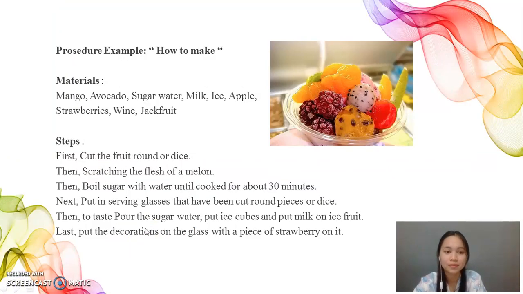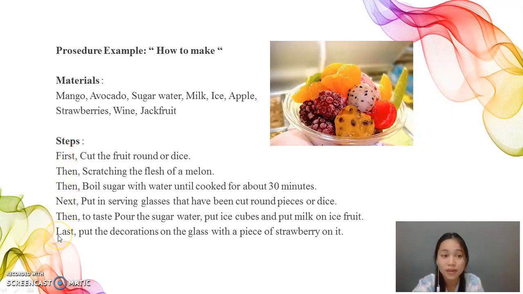So, this is an example of procedure text. We want to make this, so we have to prepare our materials: mango, avocado, sugar water, milk, ice, apple, strawberry, wine, and jackfruit. Now, what are the steps? So, first, then, next, then, and last.